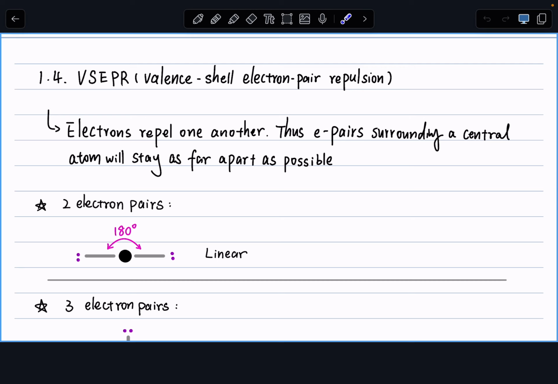So in the VSEPR theory, at the bottom line, we have a hypothesis that our electrons repel one another. As a result, the electron pairs surrounding a central atom will stay as far away as possible. Looking at some common examples in organic chemistry, since we're organic chemists, we're only looking at 2, 3, 4 coordination. We don't have to go to the transition metal coordination.